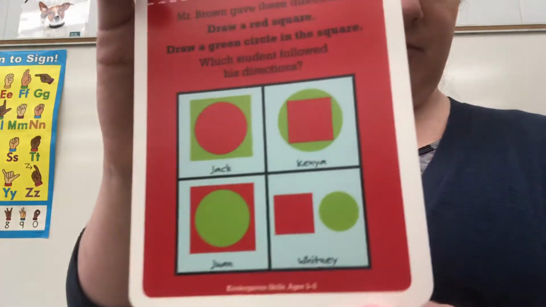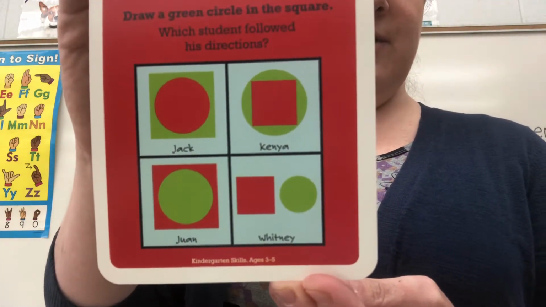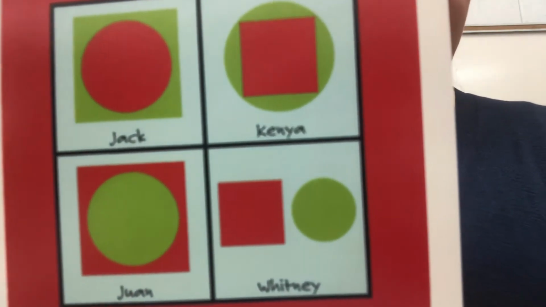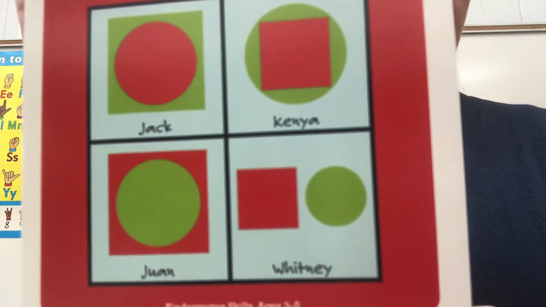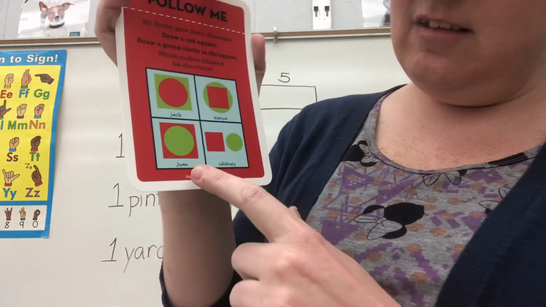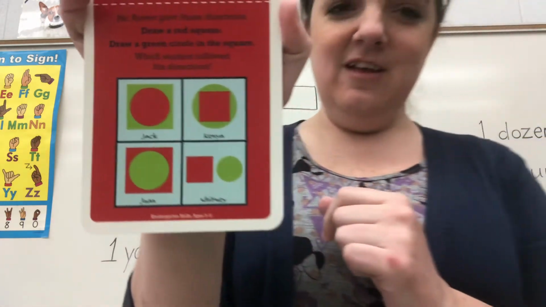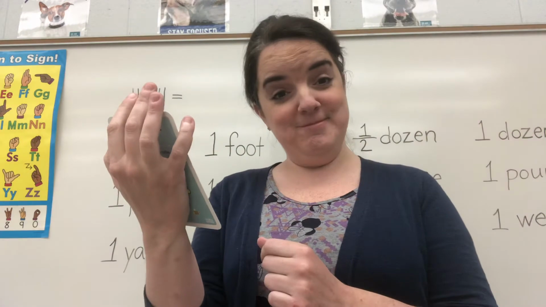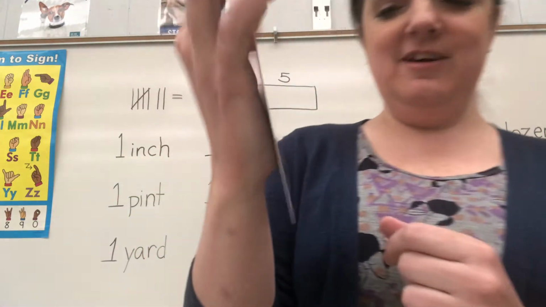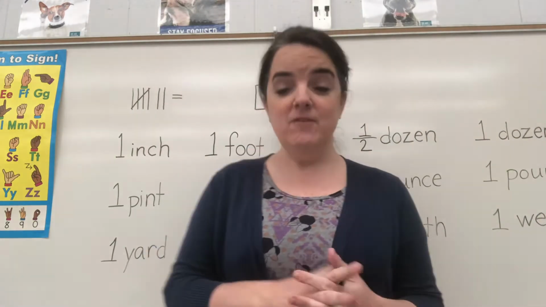So remember, Mr. Brown said draw a red square and draw a green circle in the red square. So which one followed directions? This is Jack. This is Kenya. This is Juan, and this is Whitney. So who followed the directions? The correct answer is Juan. There's the red square with the green circle. All right, very good. That was just a little fun thing for you.